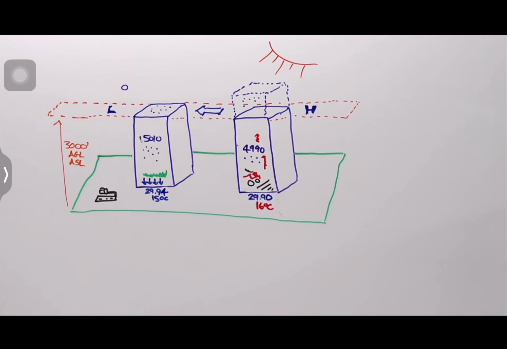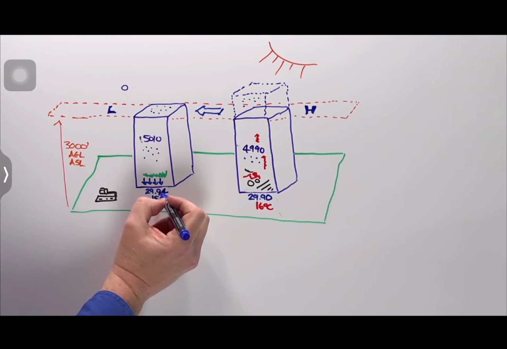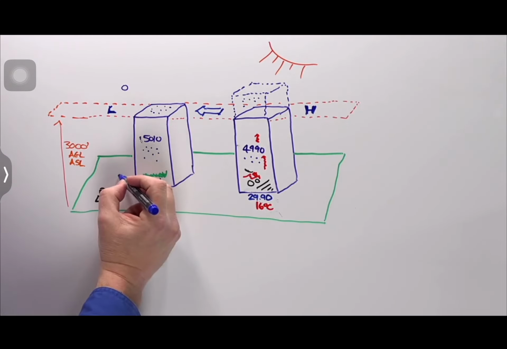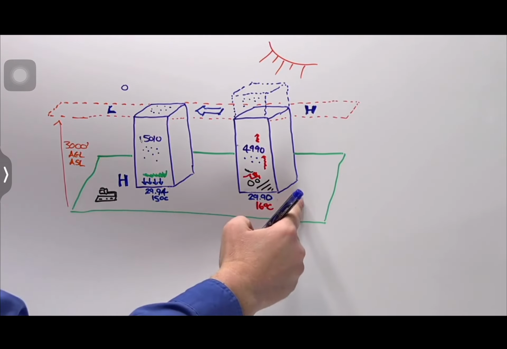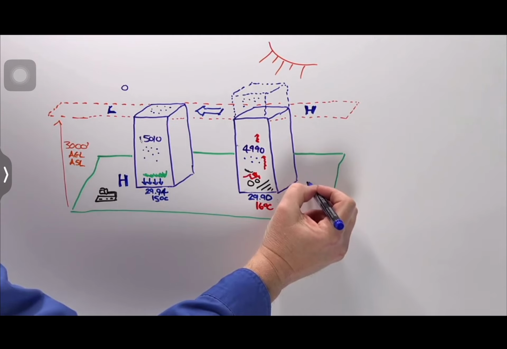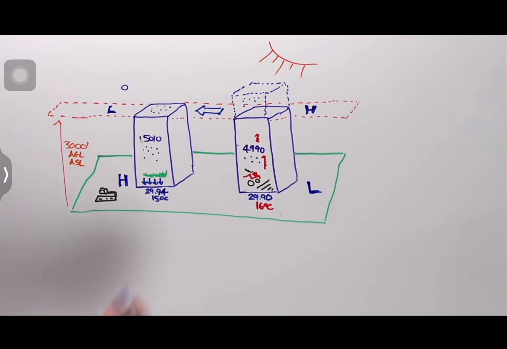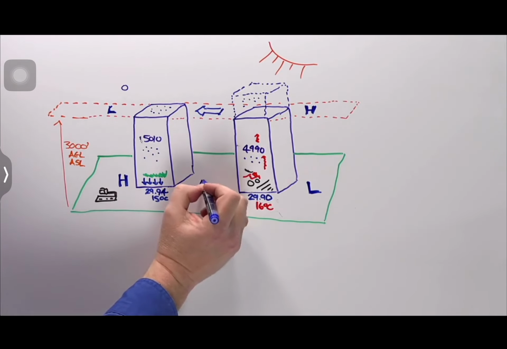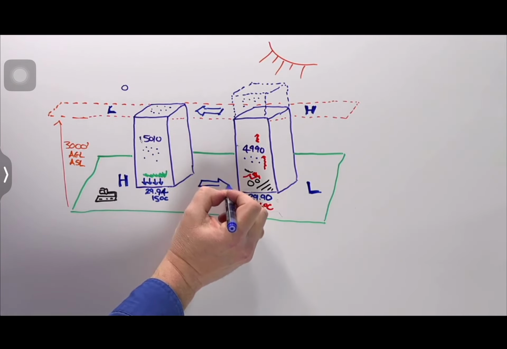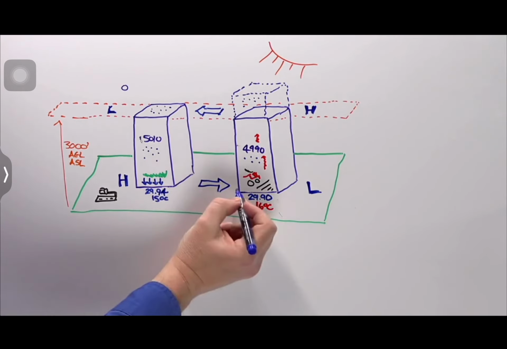So at the surface, here's what I have. 29.94, this would be a high pressure area at the surface. Over here, this is going to be a low pressure area at the surface. So guess which way the air is going to flow from the columns at the surface? In that direction.